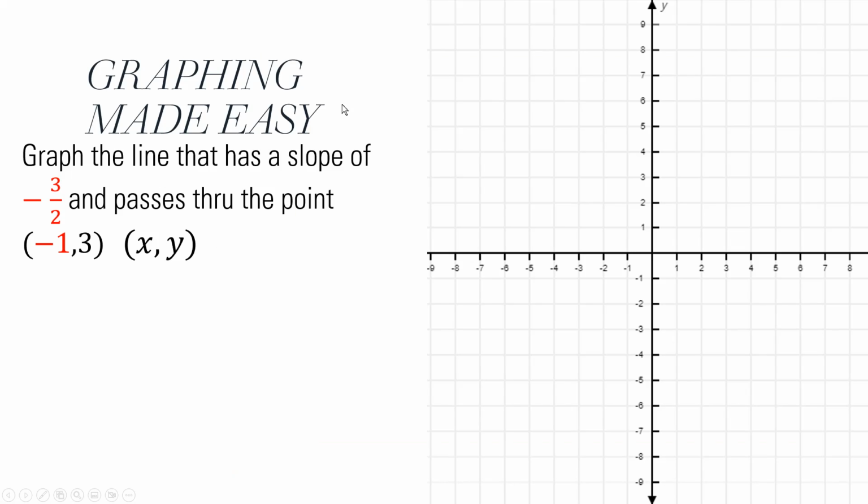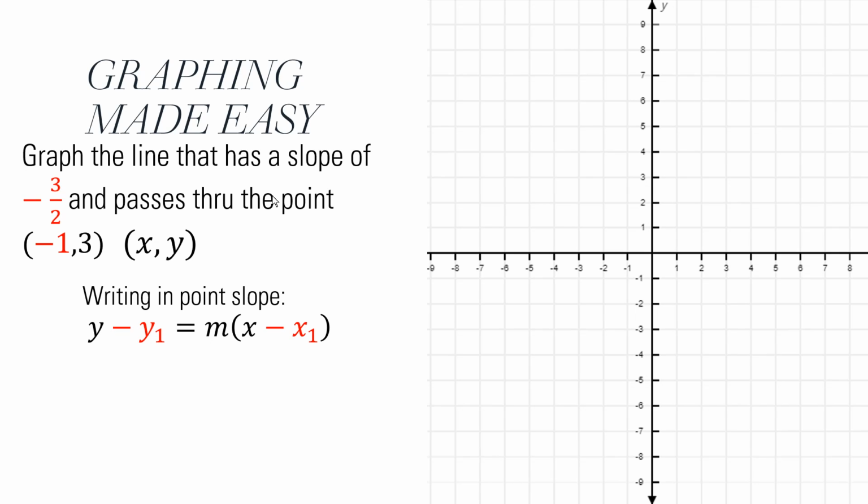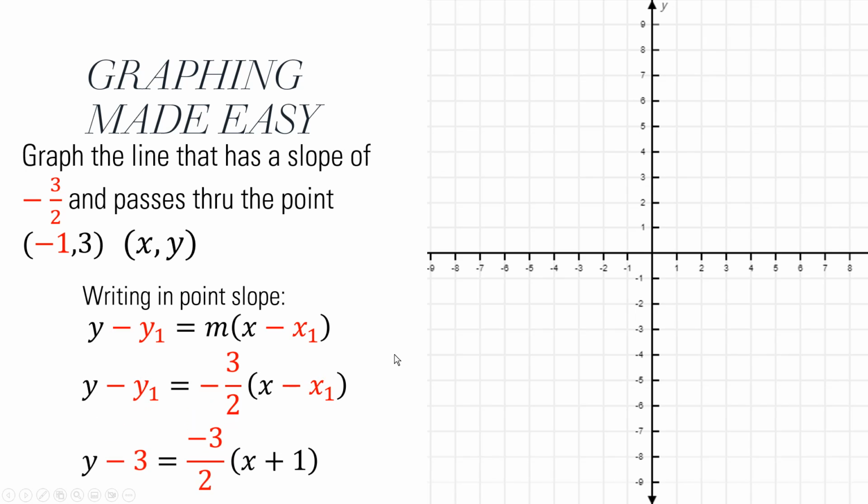Graphing made easy. We're going to graph the line that has a slope of -3/2 and passes through the point (-1, 3). Writing in point slope might be a good idea. We have the slope, so let's bring that in. Now we have the point: -1 goes to the x1, 3 goes to the y1. And remember, you see this double negative over here, so it needs to go positive. Now we should try to graph this.